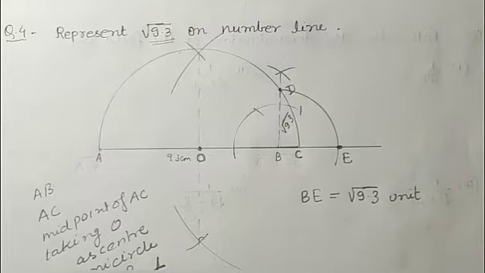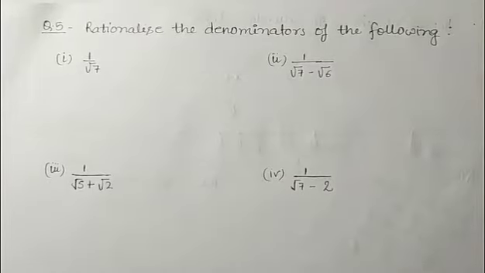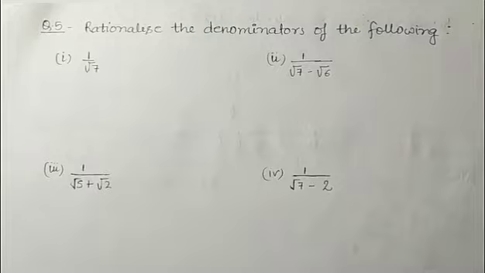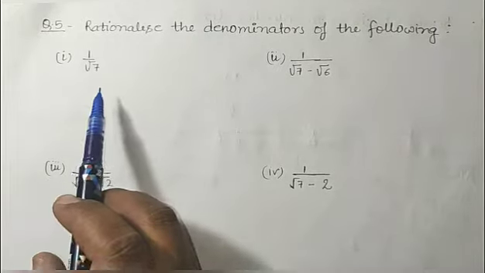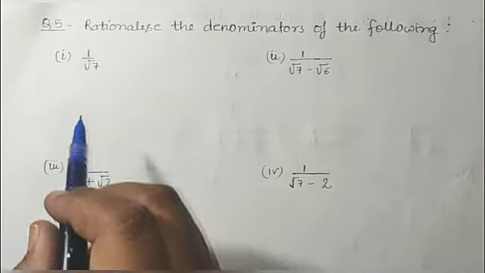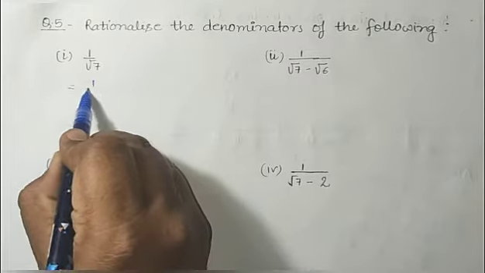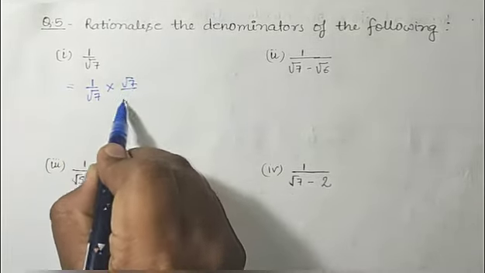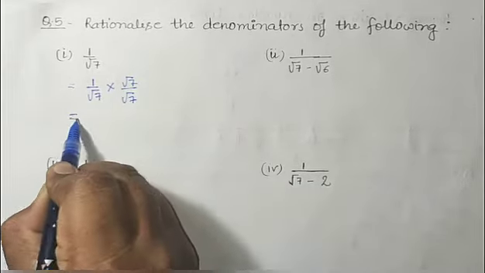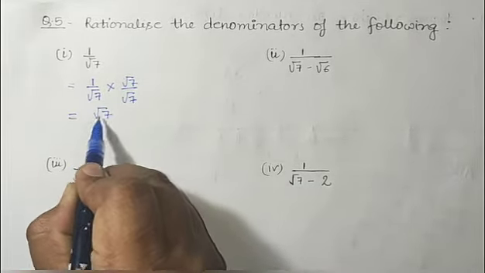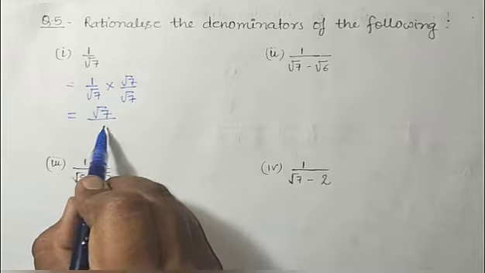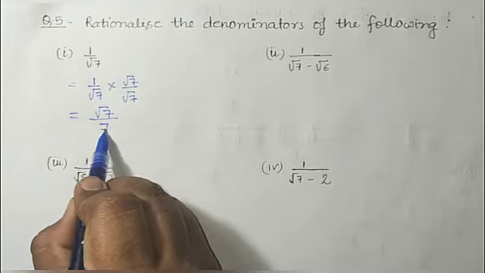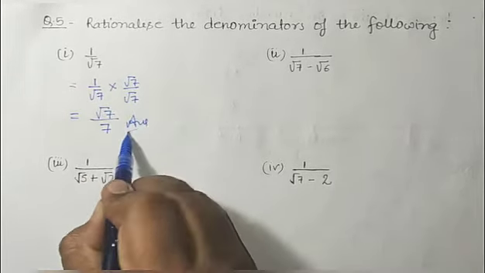Okay, now coming to the next part of the question. The next question is: rationalize the denominators of the following. How will you rationalize 1 upon under root 7? You have to multiply the same number in the numerator and in the denominator as well. So you will get under root 7, and in the denominator under root 7 into under root 7, that is 7. Okay, this will be your answer.